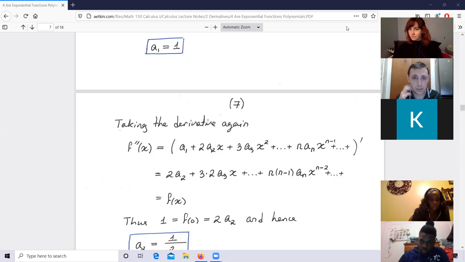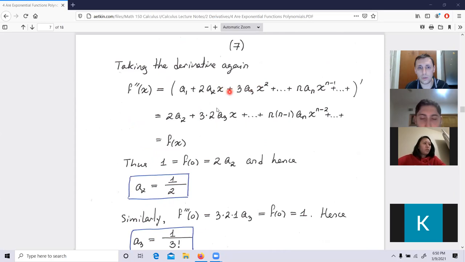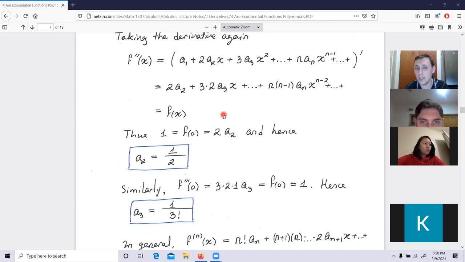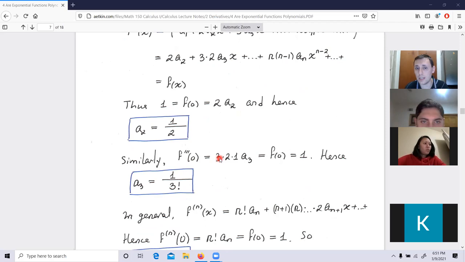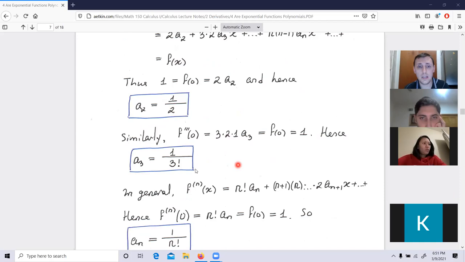So what do I do next? Look at it. Take the derivative. Look at this line. Take the derivative. The first term disappears. Take the derivative here. One comes down and that's x to the zero. Everything else has an x. So it will be 3 times 2 times 1. That's why it's 1/3 factorial. Plug in zero, you get 3 times 2 times 1 times a3 is equal to, because 3 derivatives of the function and plugging in zero is the same as not taking any derivatives and plugging in zero. That's why I know it's 1. You with me? So I see that a3 is equal to 1/3 factorial.